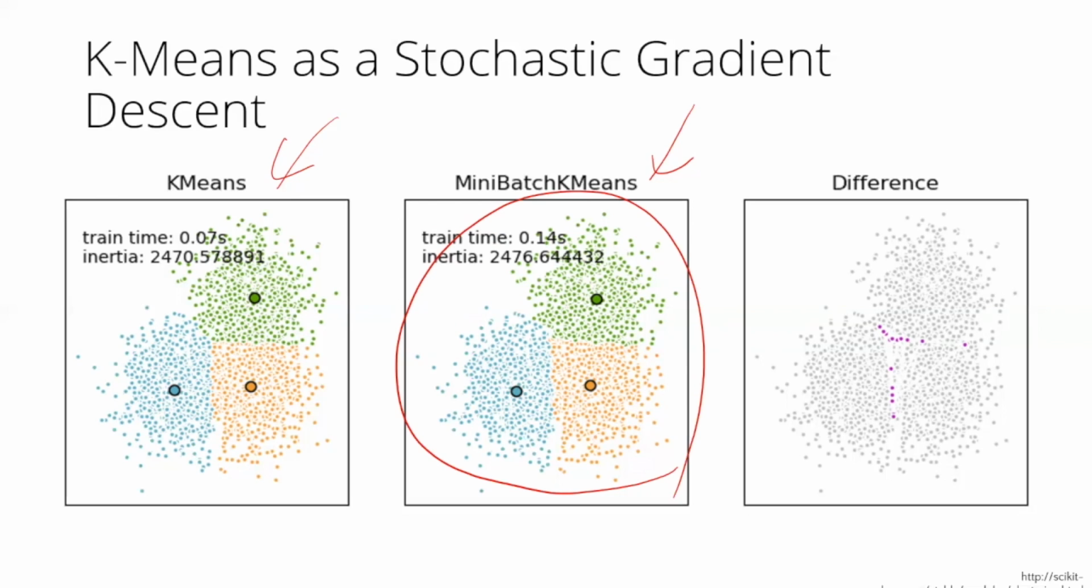I think the labels are kind of flipped. It's got to be that the exact K-means takes a longer time, and the mini-batch K-means takes a shorter time. But anyways, there are two different methods that we use to compute the K-means algorithm. And as you can see, the difference is only a very small number of points.